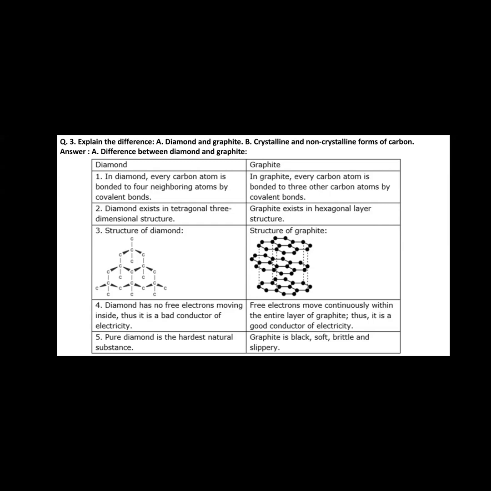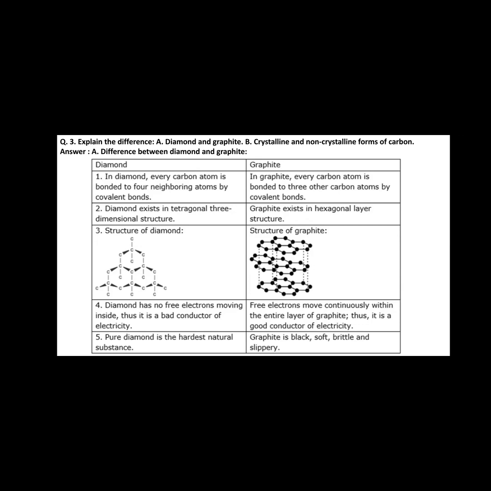The second difference is that diamond exists in a tetrahedral three-dimensional structure, while graphite exists in a hexagonal layer structure. So the second difference is about structure: diamond has a three-dimensional structure, but graphite has a hexagonal layer structure. The third difference you may write as their structure. See the structure given here.